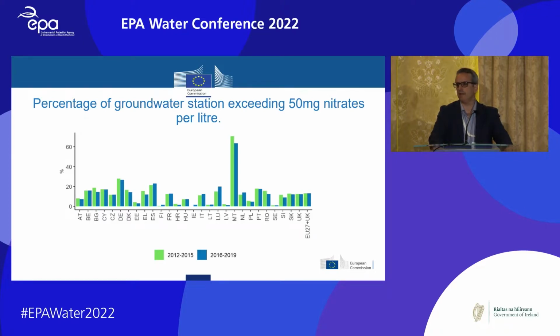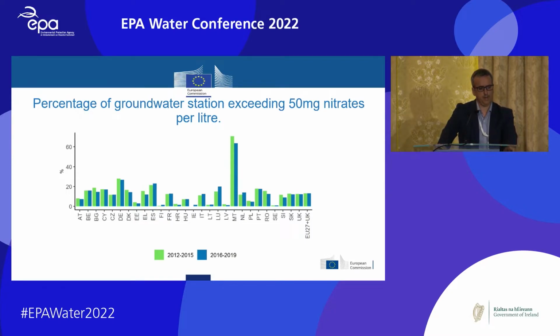Let's go to the main findings. Here all the member states are represented. There is a comparison between the last 2 reporting periods. This graph provides information on the percentage of groundwater bodies reporting values above 50 milligrams per liter, which is the threshold to consider that a water body is polluted by nitrate concentration. IE corresponds to Ireland.